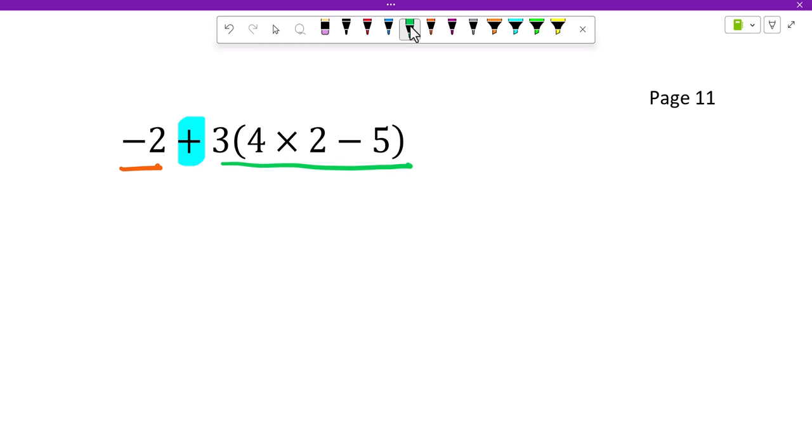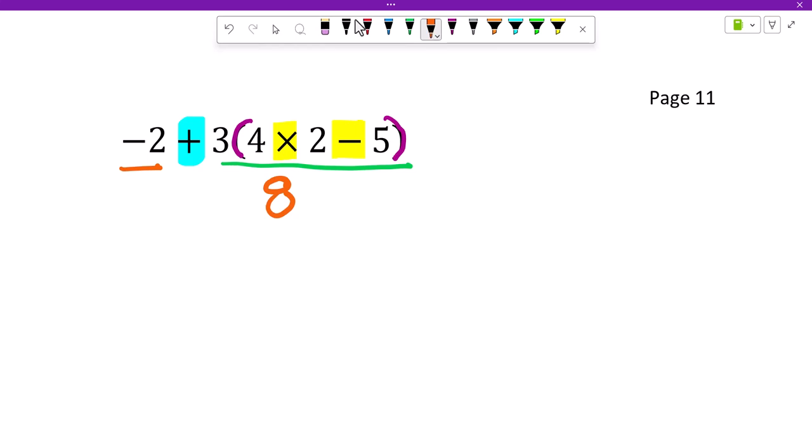Okay. Looking at this, the first thing we do is tackle the brackets. Inside the brackets is more than one math operation. I see an operation here, and I see an operation there. Which one do we do first? Peyton? Multiplication. So, working vertically, 4 times 2. Do that one first. Let's do that in orange. That is 8.